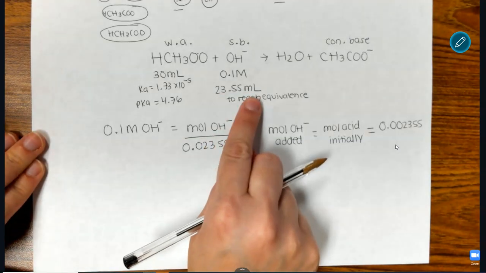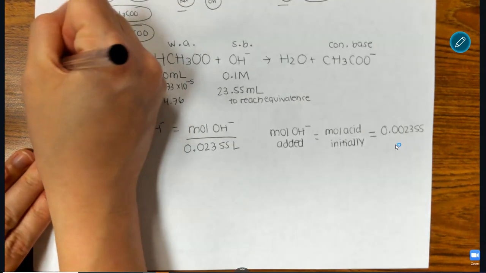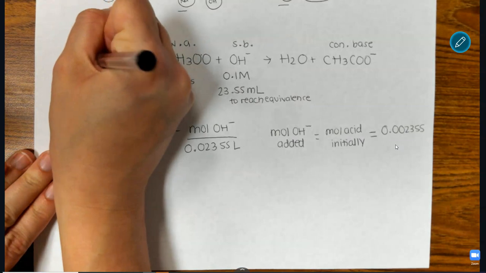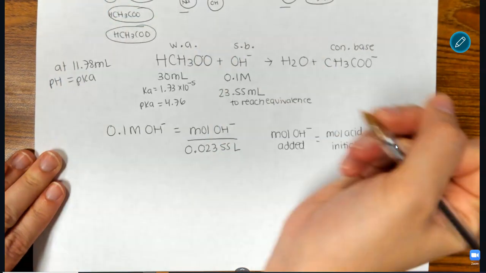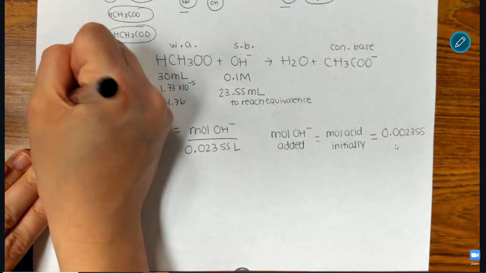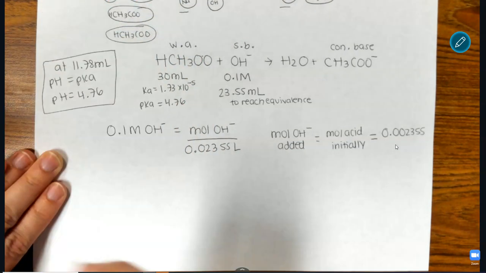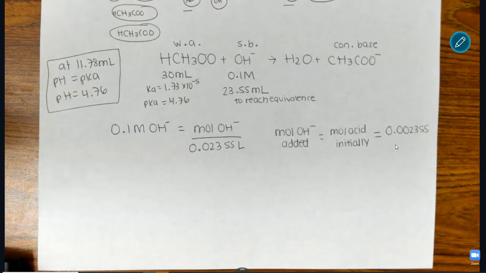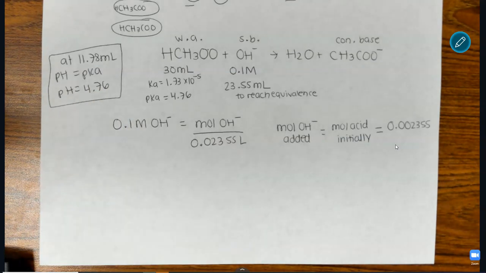And so what is halfway to equivalence? Well, if equivalence is that many milliliters, just halve it. So that is 11.78 milliliters. The pH will equal the pKa because that's your midpoint. My pKa is 4.76, so at that point the pH is 4.76. As you solve these problems, you can kind of check your work. Because if you're asked to find the pH before the midpoint, it should be less than the pKa. If you're asked to find the pH after the midpoint, it should be greater than the pKa. So that is a helpful number to know.